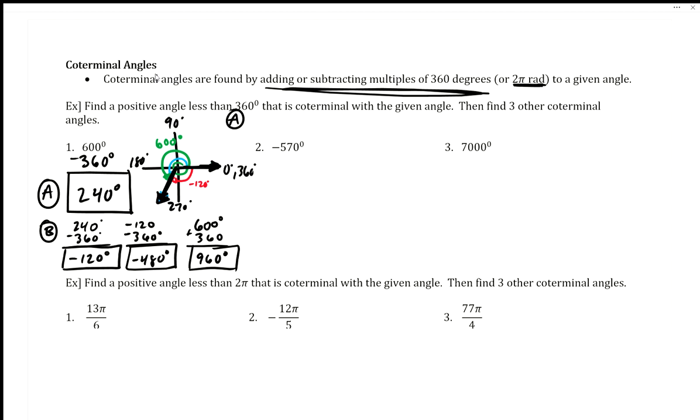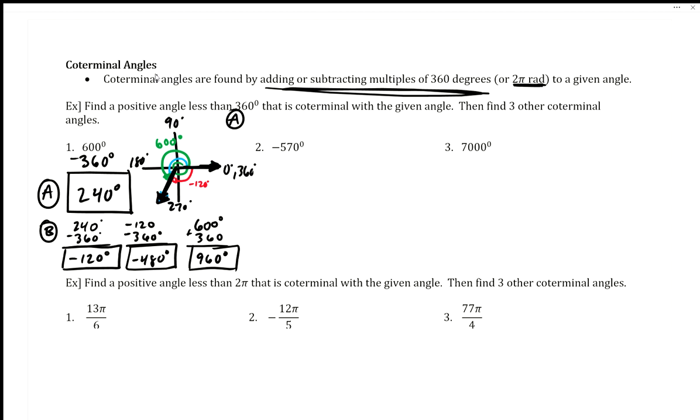This is useful in case they give us an angle we don't really like as much. Like 600 degrees isn't the most friendly. However, in one step, subtracting 360 gives us 240, which is friendly. 240 degrees is easy to work with. So let's do it for these others.